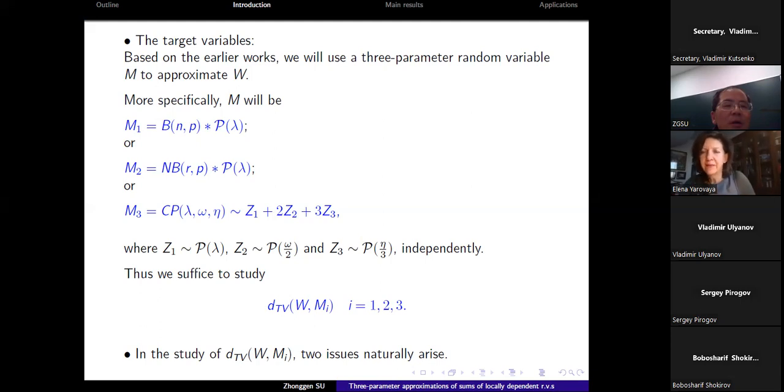Is it right that maybe it's connected to the fact that you try to match three moments? Yes. So in this case, we want to adjust these three parameters so that the first three moments of M1 match the first three moments of W.